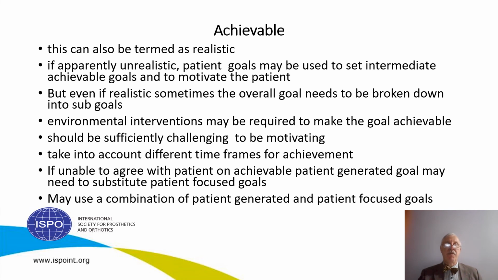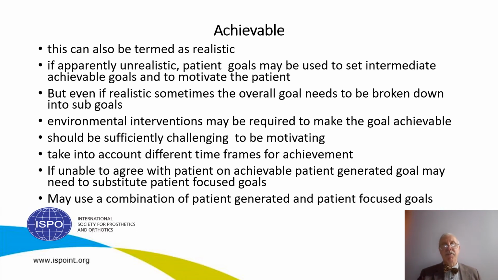Patient goals should be achievable. This can also be termed as realistic, although even if apparently unrealistic, patient goals may be used to set intermediate achievable goals to motivate the patient. But even if realistic, sometimes the overall goal needs to be broken down into sub-goals. Environmental interventions may be required to make the goals achievable, and this needs to be acknowledged. The goals should be sufficiently challenging, however, so that they motivate the patient. And they should take into account that there may be different timeframes for their achievement.